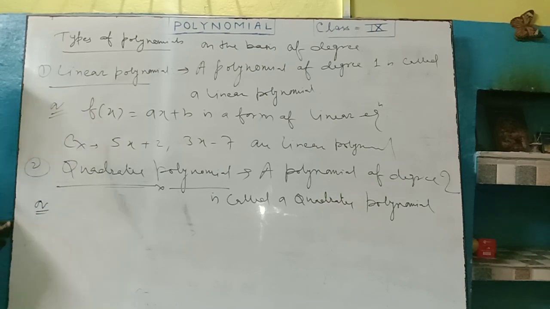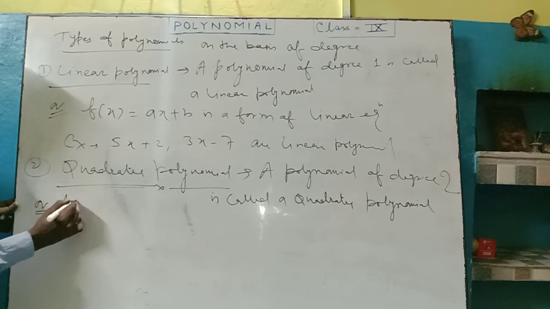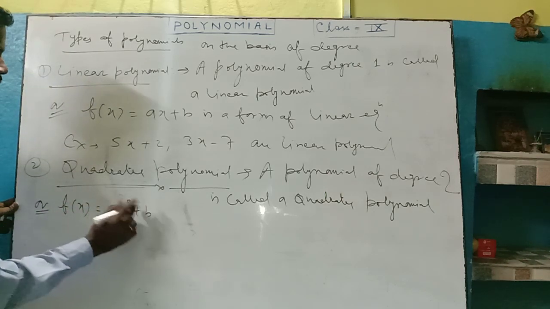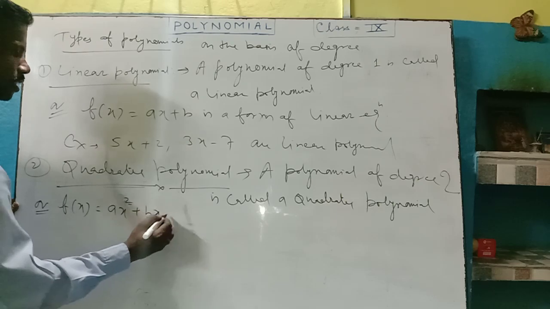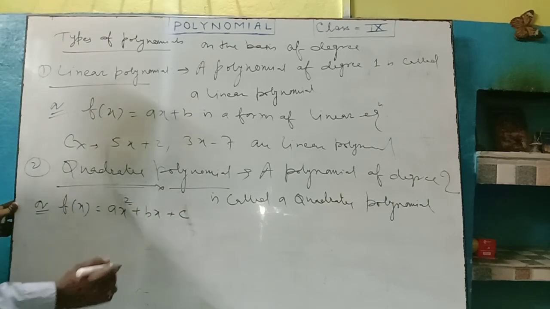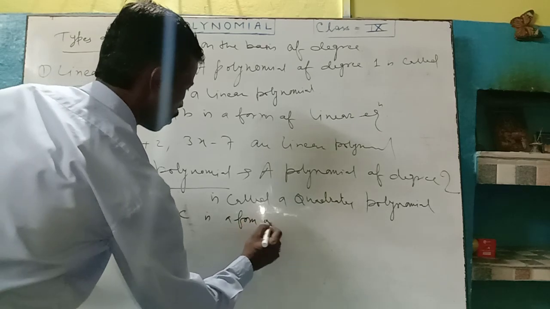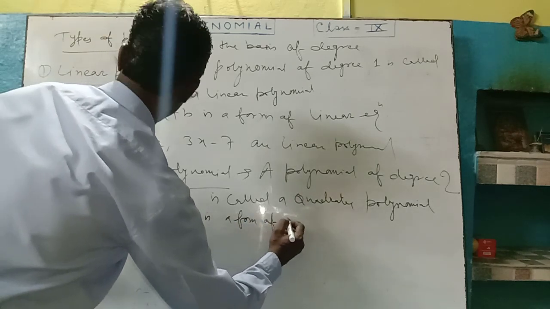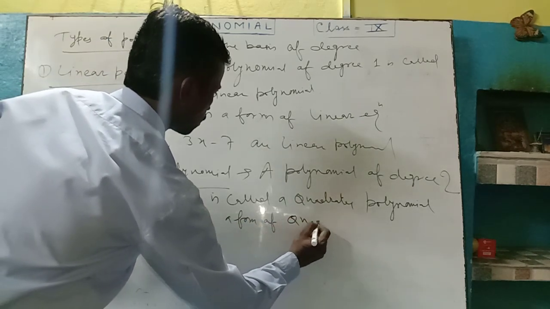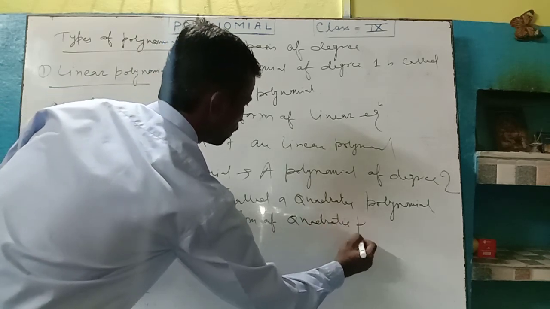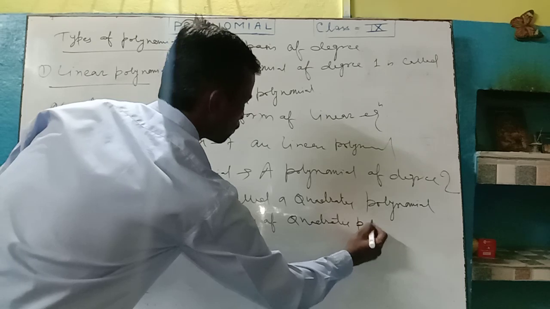Or in another word, we can say f(x) = ax² + bx + c is a form of quadratic equation, quadratic polynomials.